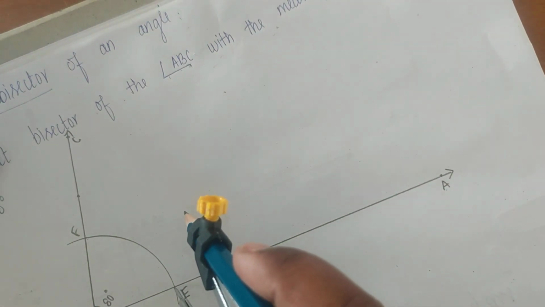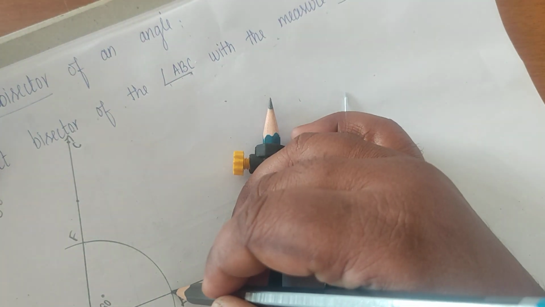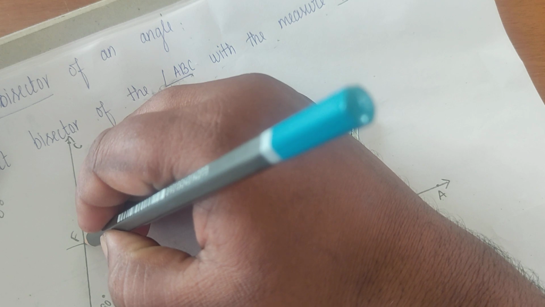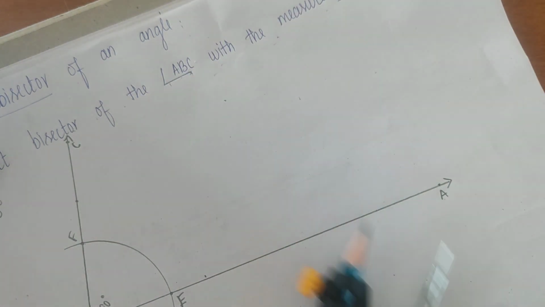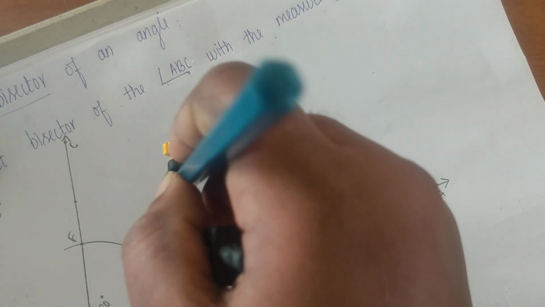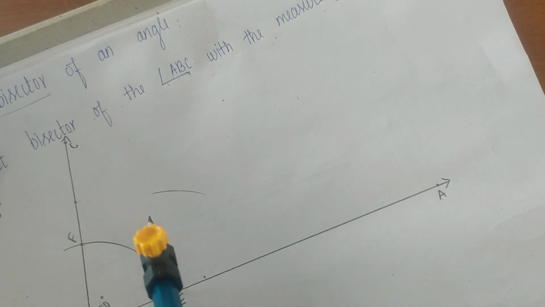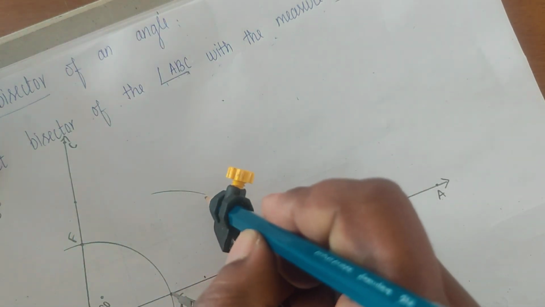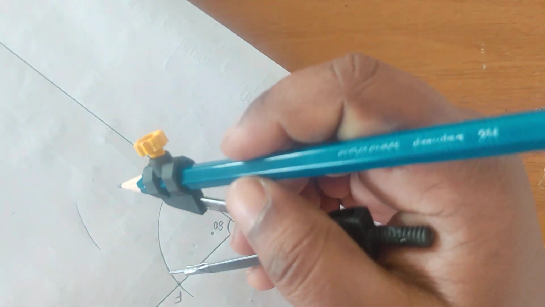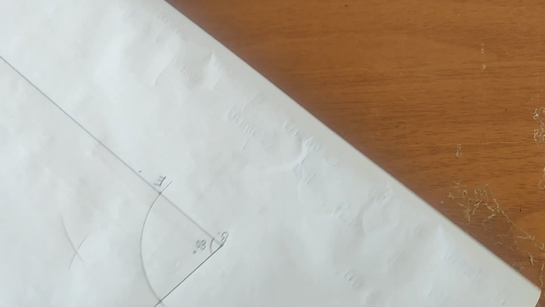E is the center point. So mark points E and F. Okay, mark points E and F and draw one arc with E as center. Okay, and F is the center and draw one arc. The two arcs meet at a point.